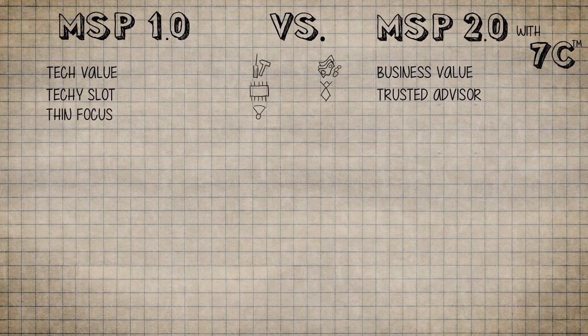Thin focus versus broad focus. In MSP 1.0, you are focusing on technology, and you're part of the client side. Maybe you give them quarterly planning sessions, even some kind of strategy, but the scope of these projects are limited in your service scope. In MSP 2.0, you think of everything globally from the client's perspective.